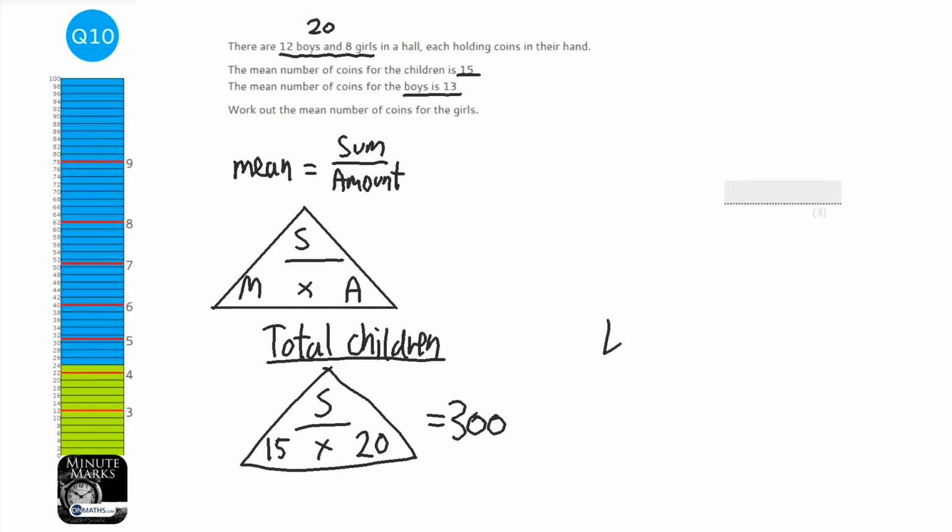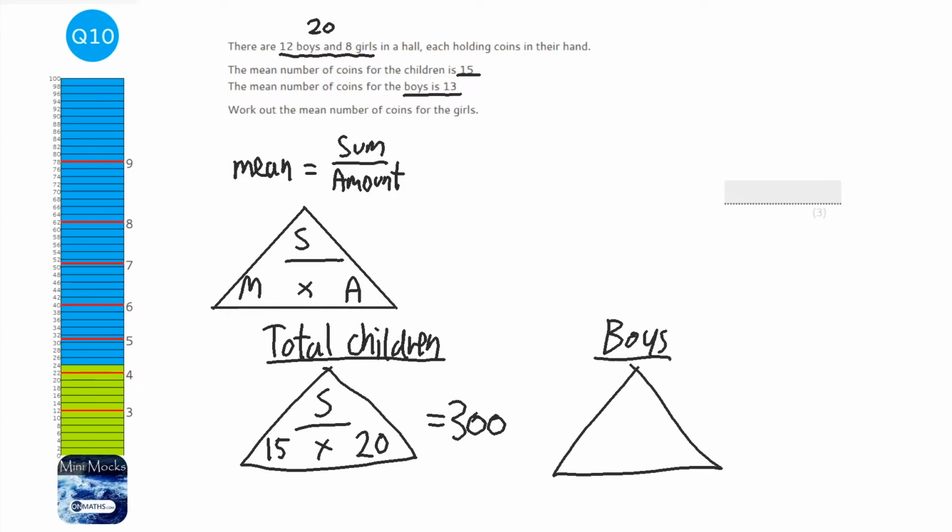So let's work out how many the boys have. So same triangle. We know the mean for the boys is 13, and we know that there are 12 boys. So we're going to do 13 times 12, which is 156.